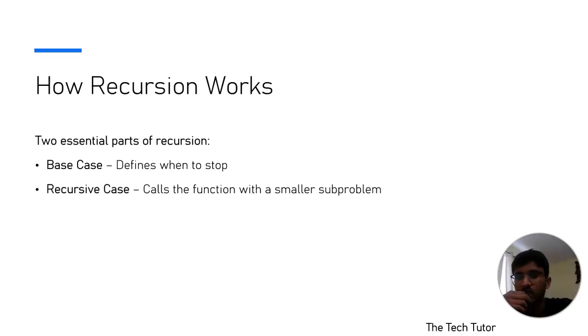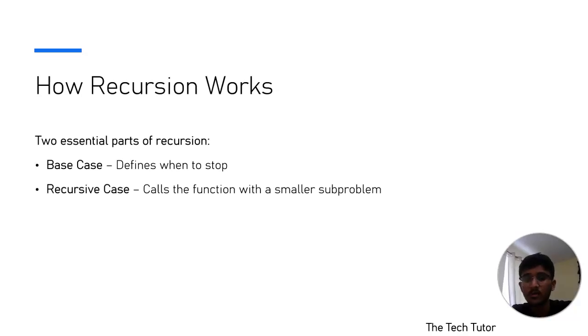The key to recursion is understanding its two main parts. First part, base case, and the second part is the recursive case. So the base case tells the function when to stop, preventing infinite loops. The recursive case, on the other hand, is where the function calls itself to keep solving smaller problems.